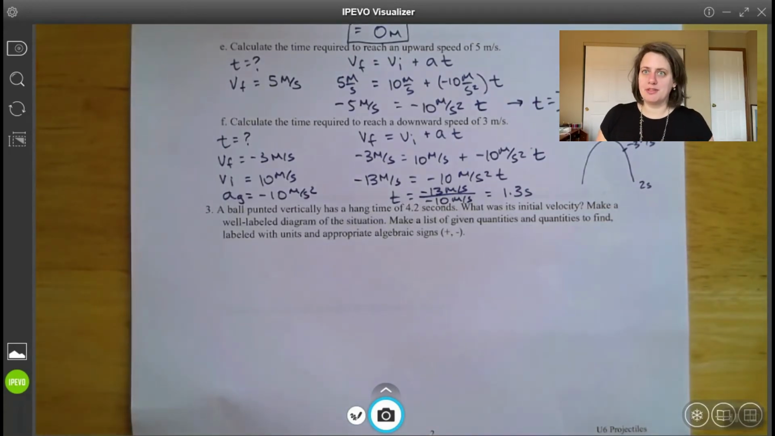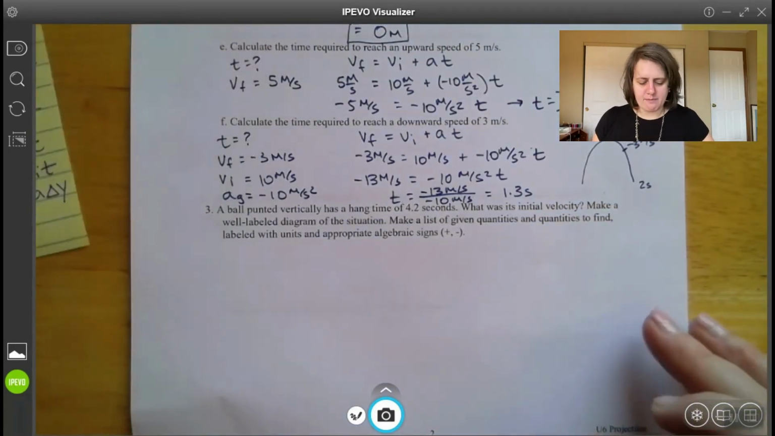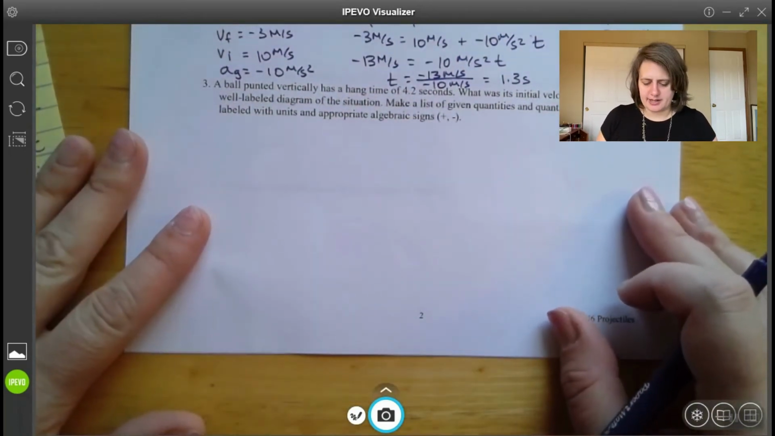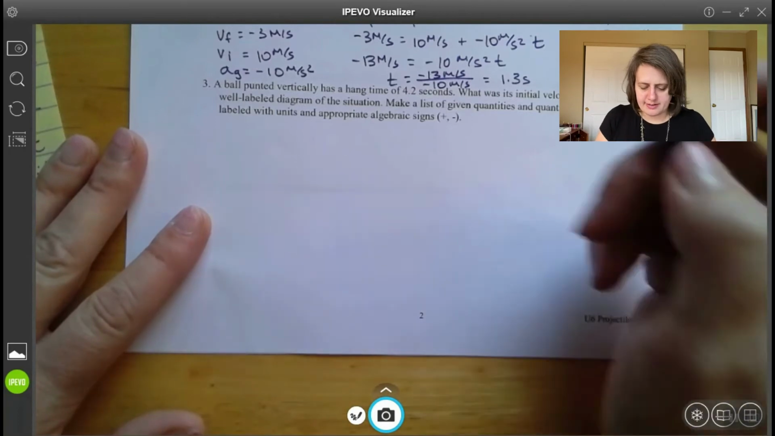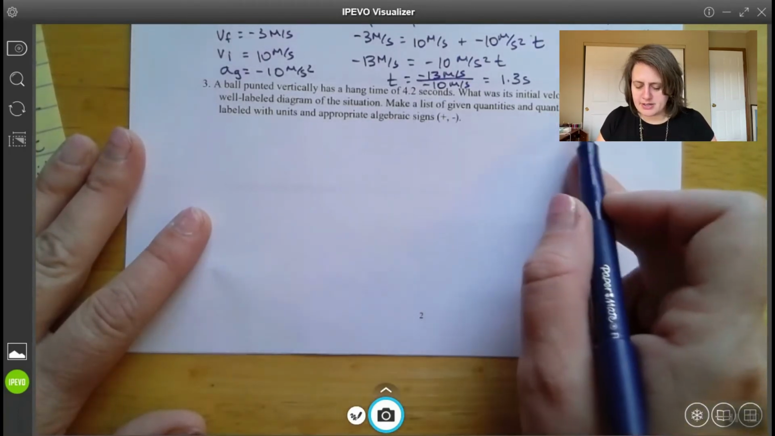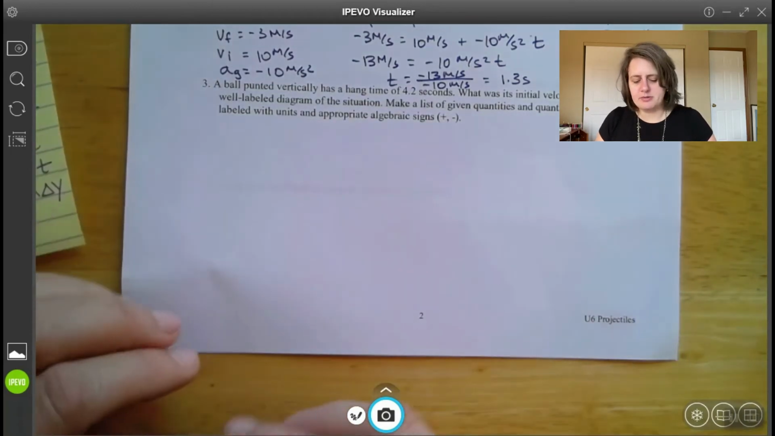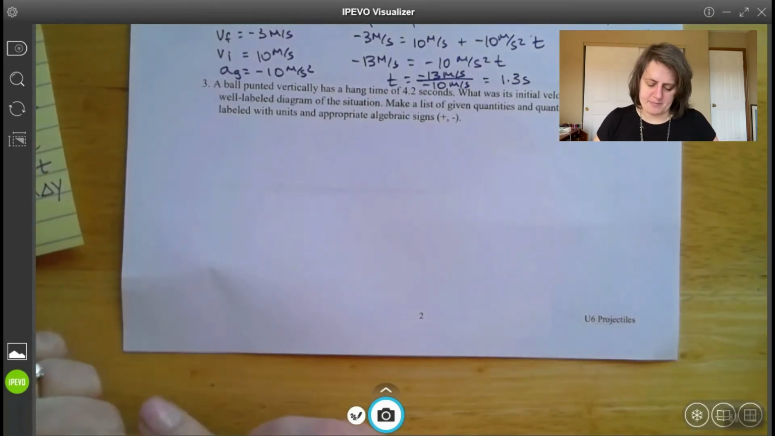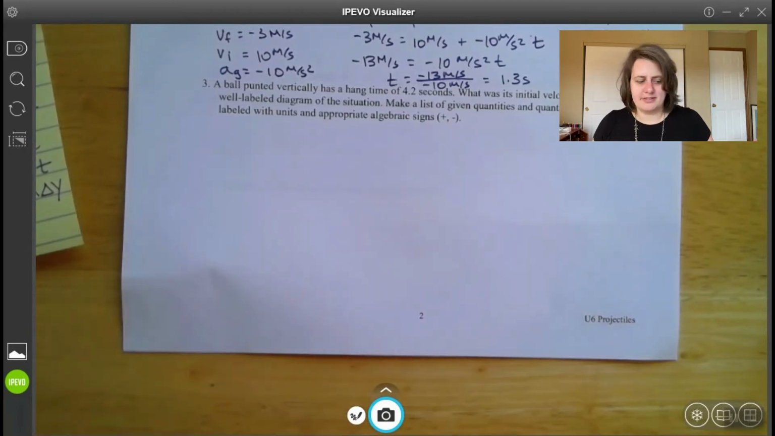On to problem number 3. A ball punted vertically has a hang time of 4.2 seconds. What was the initial velocity? Make a well-labeled diagram. Make a list of given quantities and quantities defined, labeled with units and appropriate algebraic signs. All right, so what are all the things that we can know about this problem?